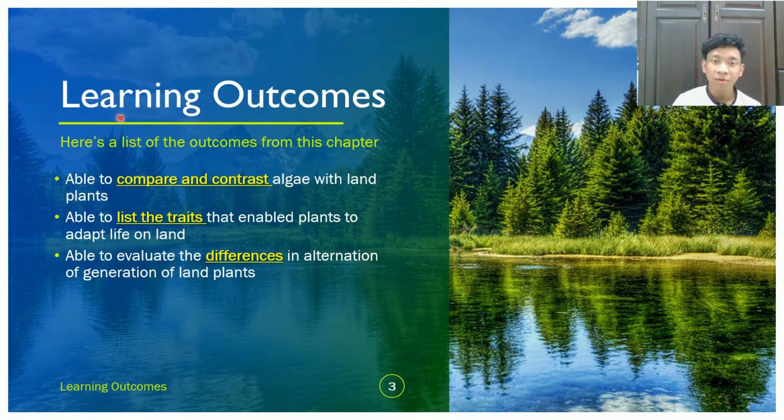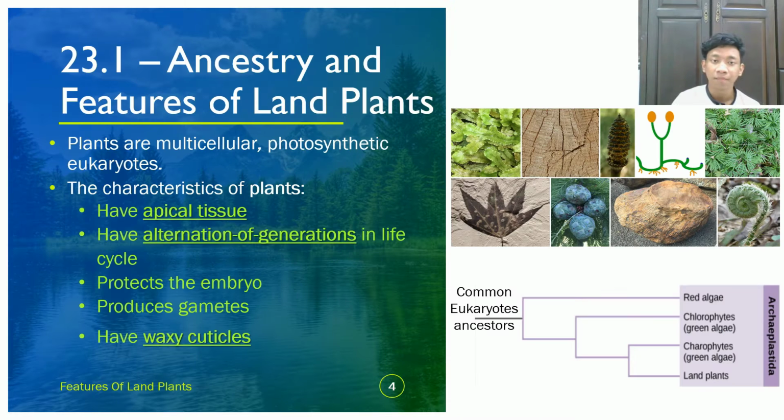The learning outcomes for this chapter are: we will be able to compare and contrast algae with land plants. Next, we will be able to list the traits that enable plants to adapt to life on land. And then, we will be able to evaluate the differences in alternation of generations of land plants.